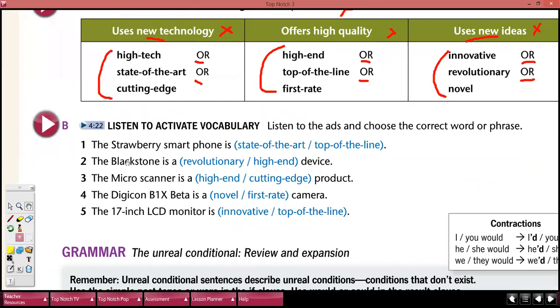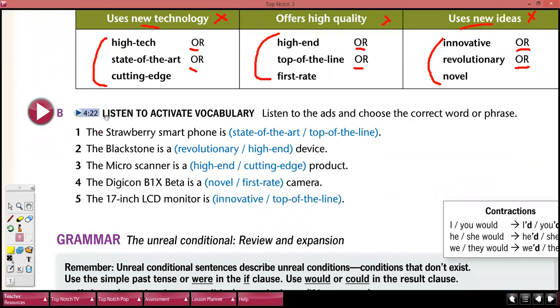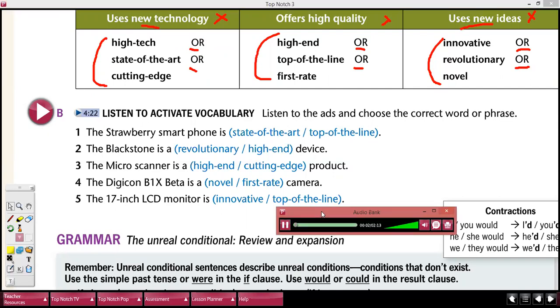All right, guys, the next thing we have is some vocabulary. We have to listen to the ads and choose the correct word or phrase. I'm going to play it for you and you're going to answer it in your book, please.